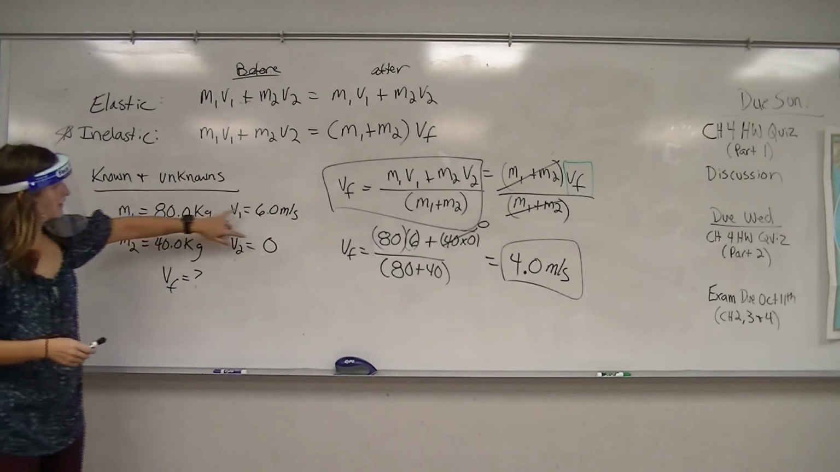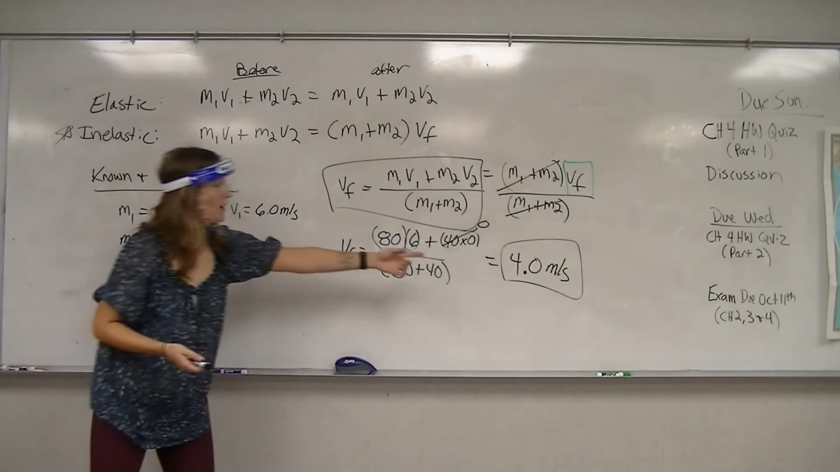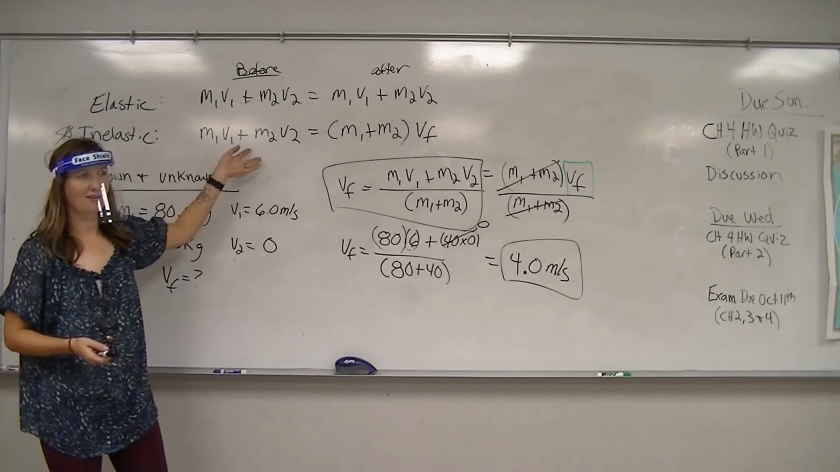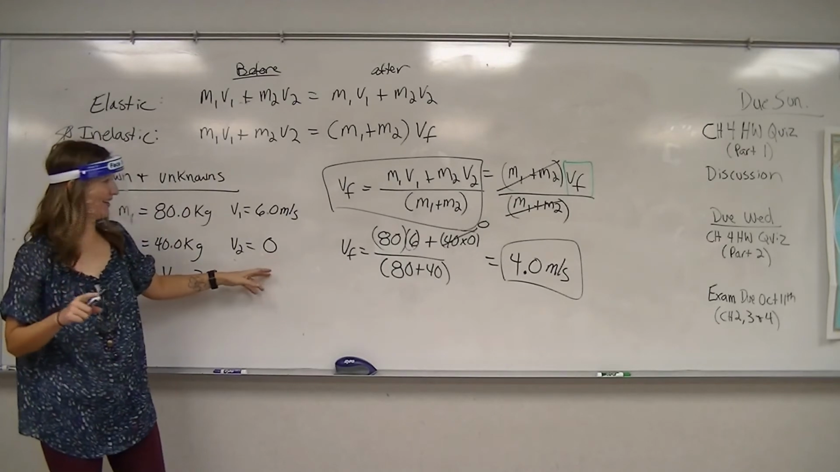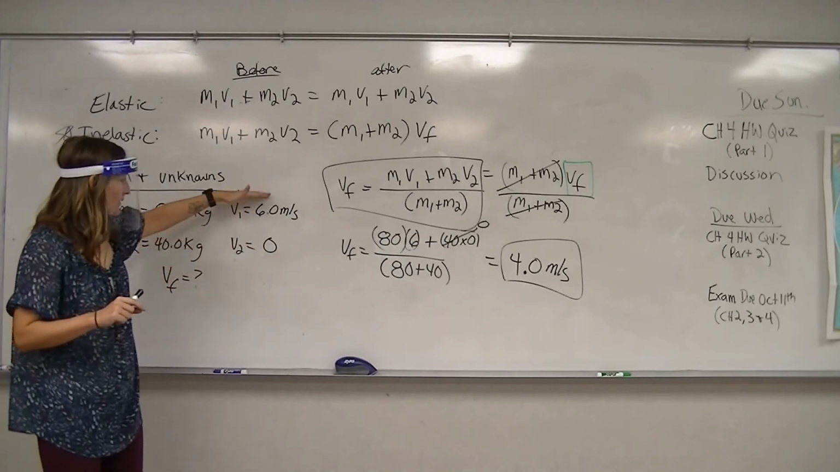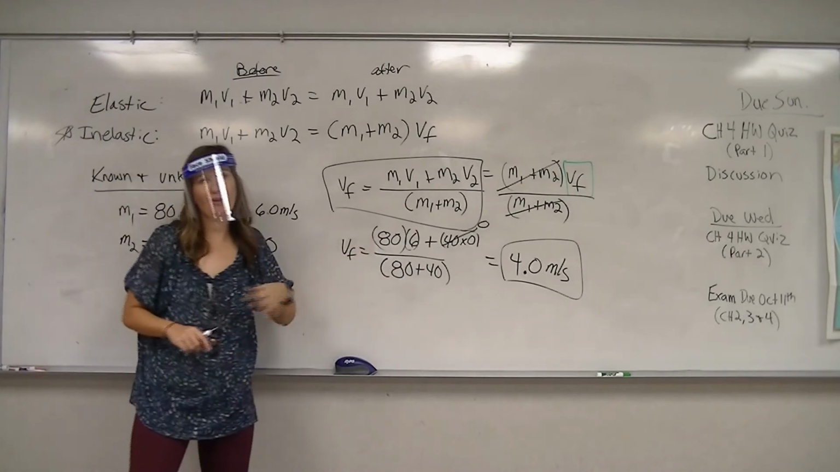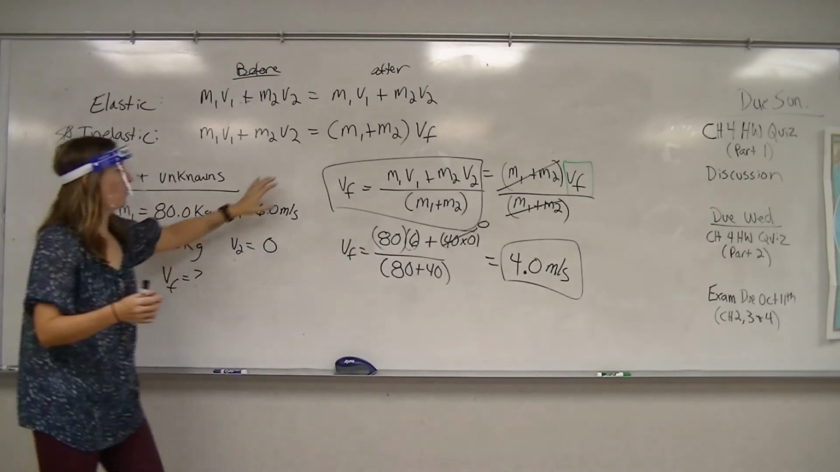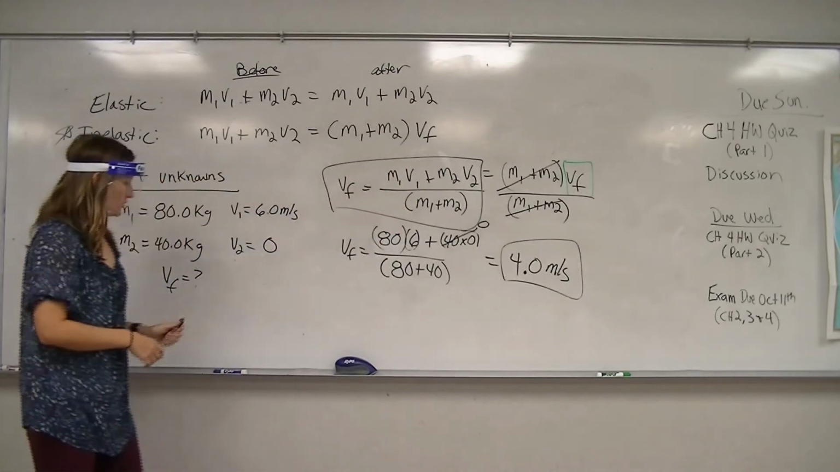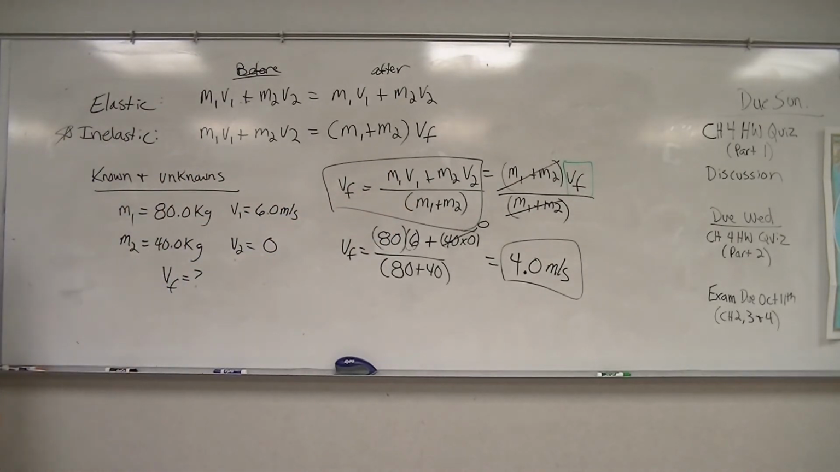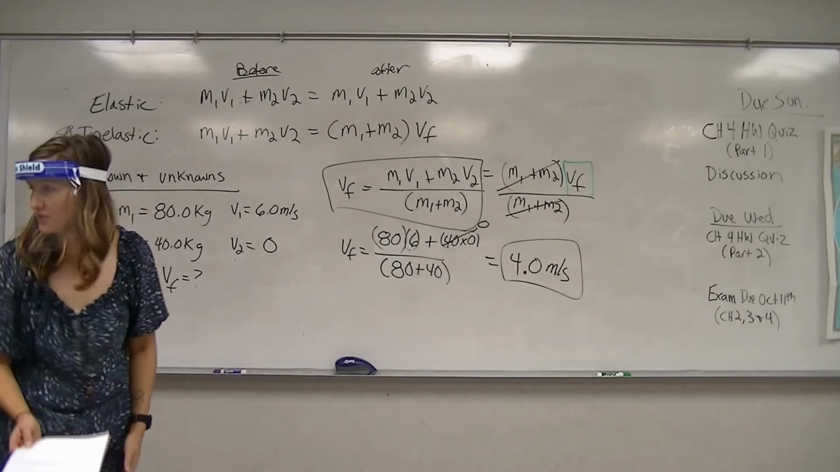So that's just a check to do once you've solved. If you happen to get like 10 or something negative, which you should never get a negative velocity, but if you get something higher than these two velocities, that means maybe it was calculator error, maybe you didn't put it in correctly, or you plugged in the wrong numbers. So it's just a good check to do at the end. Any questions on that one?